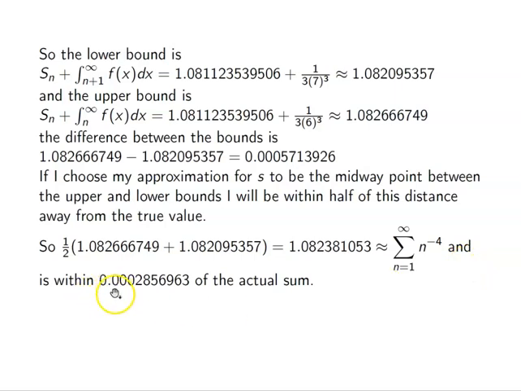And it's going to be within 0.0002 of the actual sum. So when I had n equals 7, I was able to be within 0.001 accuracy. So using one less term and being crafty about it, I'm actually able to be even more accurate than I was from what I calculated for my necessary number of terms that I needed.